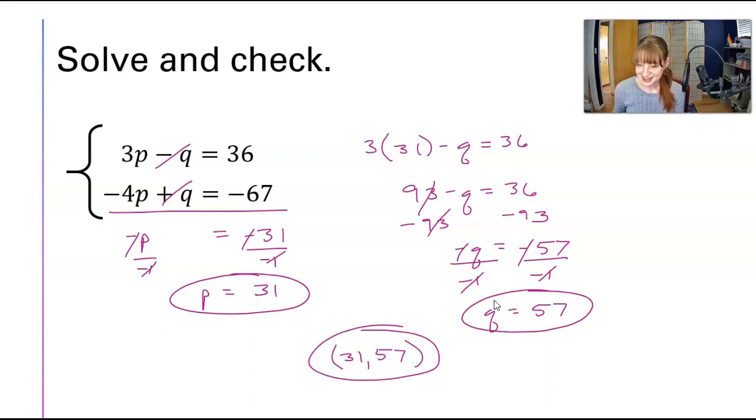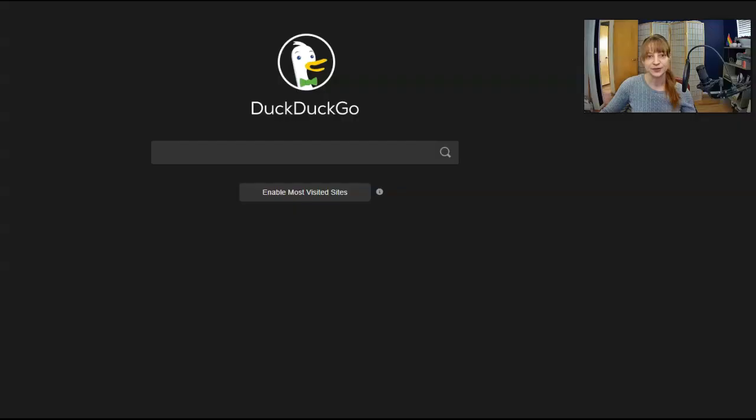They didn't give us little softball, easy, tiny numbers that time, right? We had kind of bigger numbers. Now we can do this in Desmos as well. Let me pull up a browser.